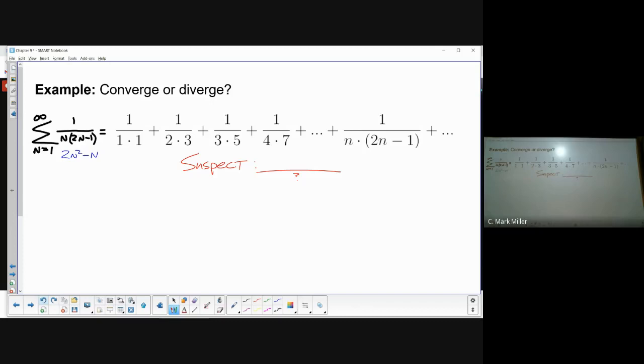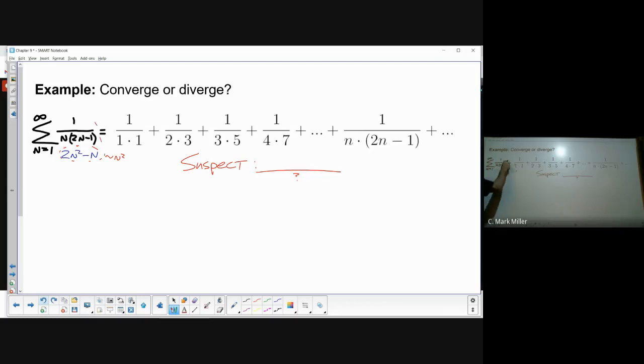Now, as n gets big, the top is going to stay 1. The bottom, this is going to be the boss here. This guy is going to run away from n. N squared is going to get much, much bigger, much faster than n. So that bottom is going to behave sort of like n squared in the bottom. So it's going to converge. That's what I suspect.